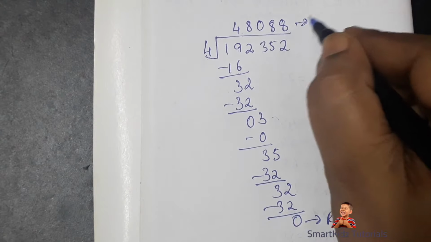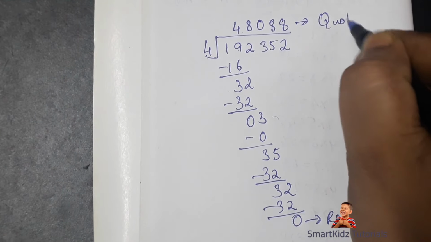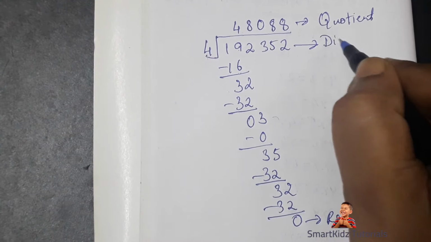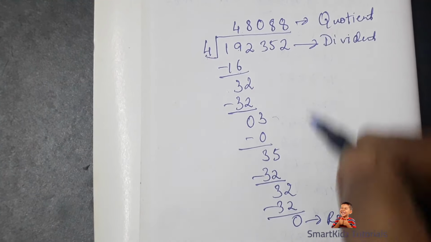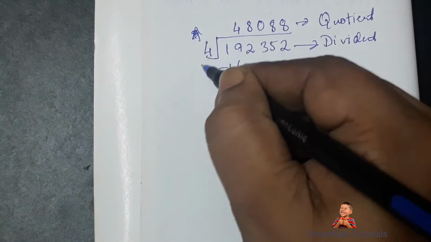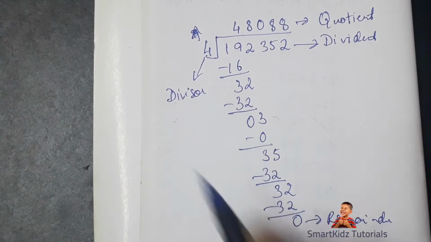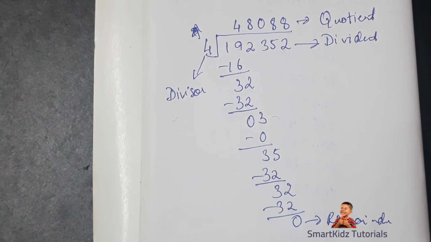This becomes our quotient. This is our dividend, and this becomes our divisor. Okay, so this is how we do a long division.